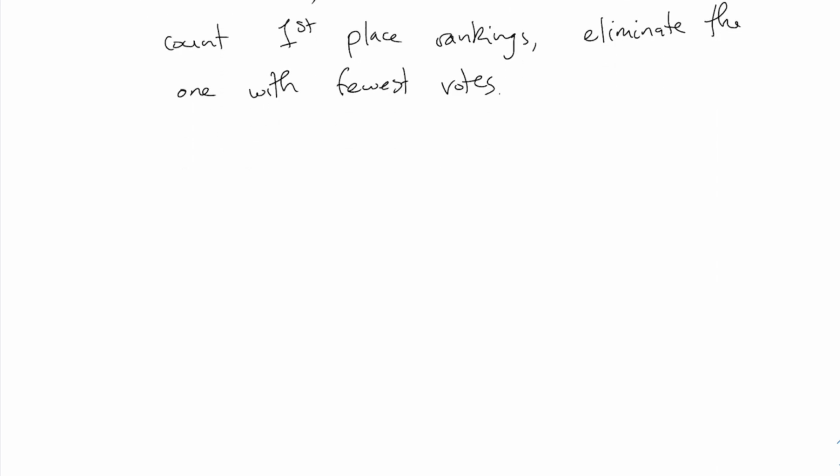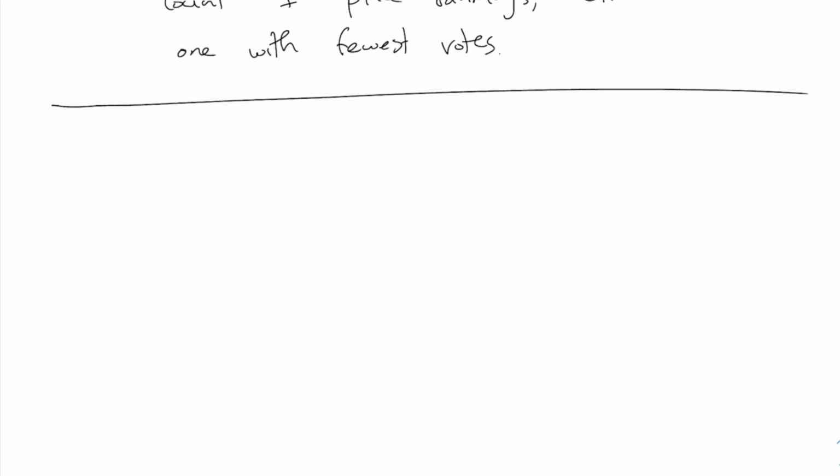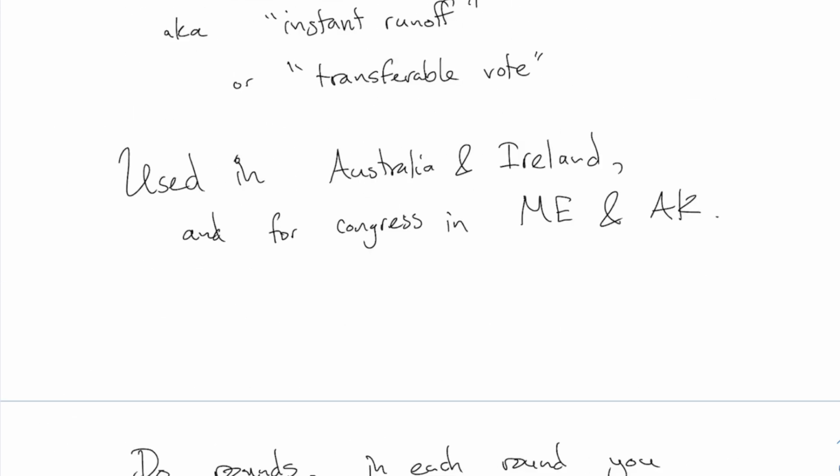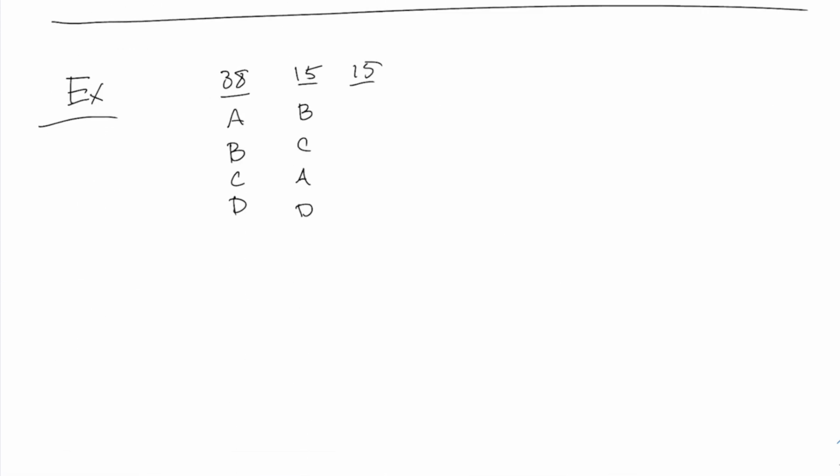All right, anyway, let's see if I can do an example here. We've got plenty of time. How about this? I'm going to write down a big example here. Let's say 38 people say A, B, C, D. 15 people say B, C, A, D. 15 say B, C, D, A. 7 say D, C, B, A. Sorry, this is kind of long-winded, I wanted to do an interesting example. 10 people say C, B, A, D. And finally, 15 say C, B, D, A.